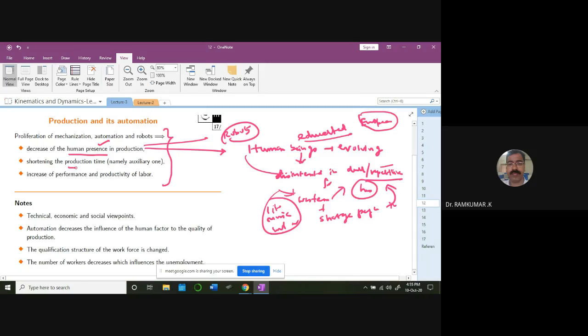Shortening the production time is another one, an optimization problem. The robots can do the job for hours together without any complaint, so you can get more production. Is there an advantage in it? The more and more you produce, what's going to be the end result? We don't know, but things are happening in that fashion. Increase of performance and productivity of labor is another thing. Whether it's an advantage.